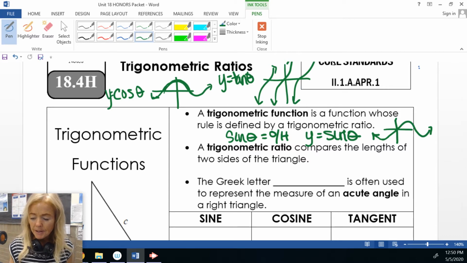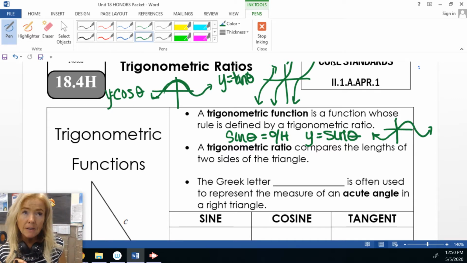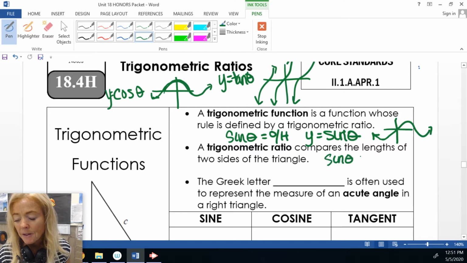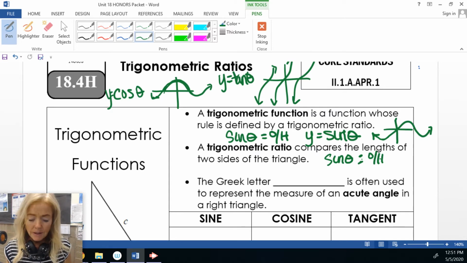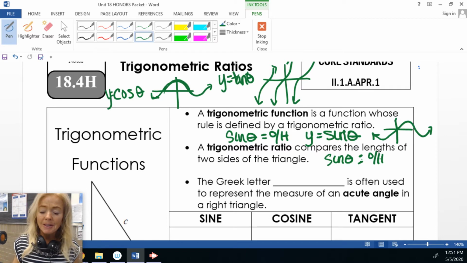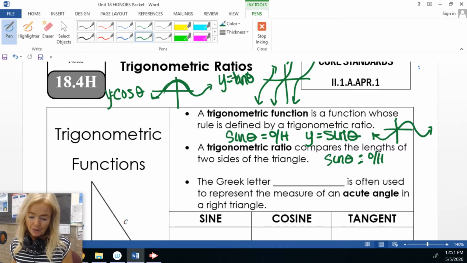And a trig ratio is actually what the sine theta is equal to. It compares the lengths of 2 sides of a triangle. And in 18.3, we learned that there were 3 sides. One's the hypotenuse, one's opposite, one's adjacent. So when you take the ratio of the 2 sides, it compares the lengths of 2 sides, and you get a very specific decimal answer. So it's equal to some opposite side length divided by the hypotenuse length. And it is the same thing every single time. As long as you have the same angle, you have a bunch of similar triangles with the same angle, they're always going to have the same trig ratio.